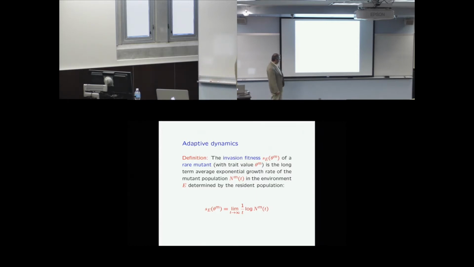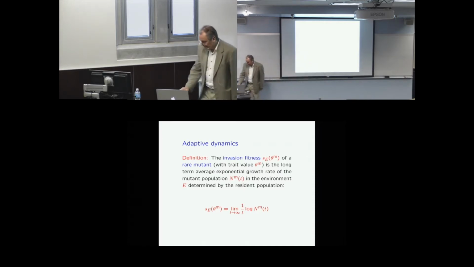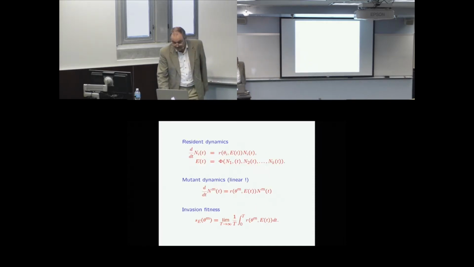And so the definition of this invasion fitness is simply the long-term average exponential growth rate of the mutant population. And so we now need to make use of this definition, a population dynamical model, so that we can calculate this thing here. And we do it, as I said, by using this environmental interaction variable.